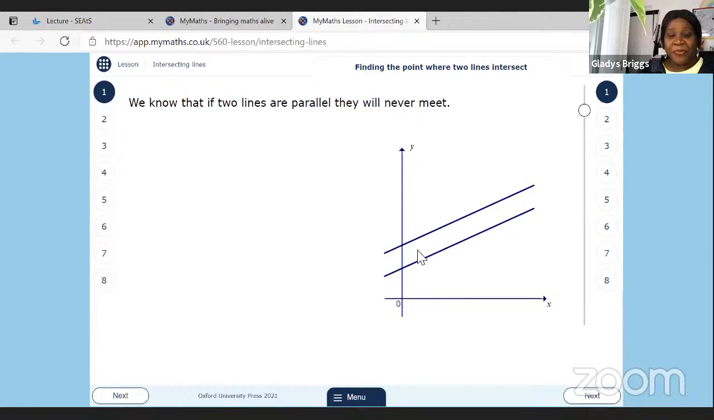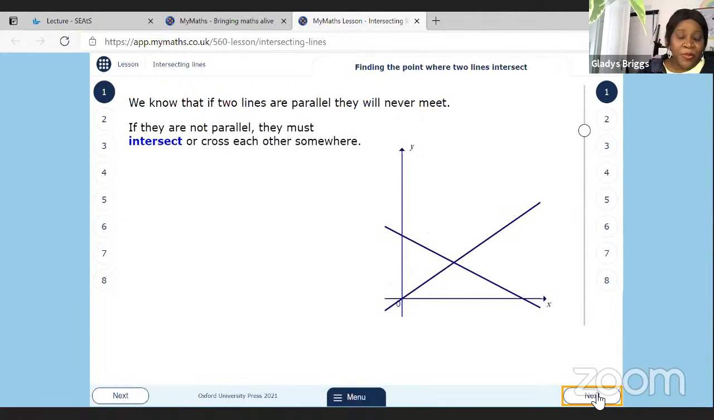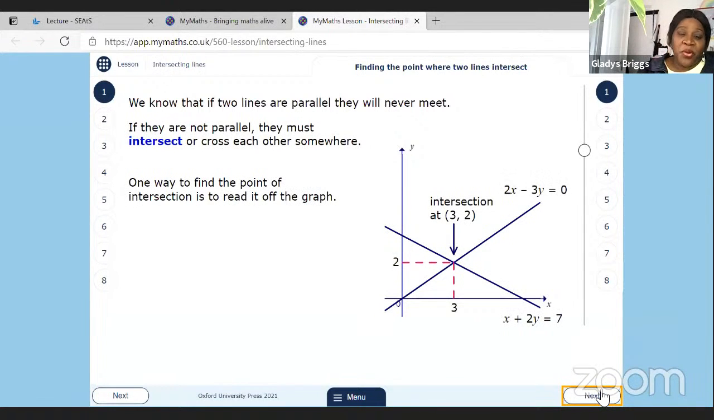We know that if two lines are parallel, they will never meet. If they are not parallel, they must intersect or cross each other somewhere. One way to find the point of intersection is to read it off the graph. So you can say this one is 3, 2. So you have x plus 2y is equal to 7, and you have 2x minus 3y is equal to 0, and they meet at this point here. But I've already taught you when you were doing foundation maths that you can find that point by solving the simultaneous equation pair.